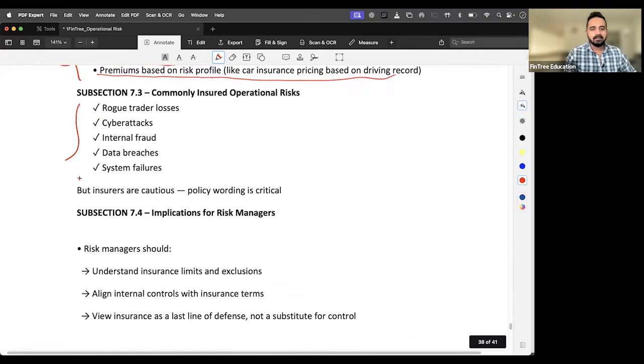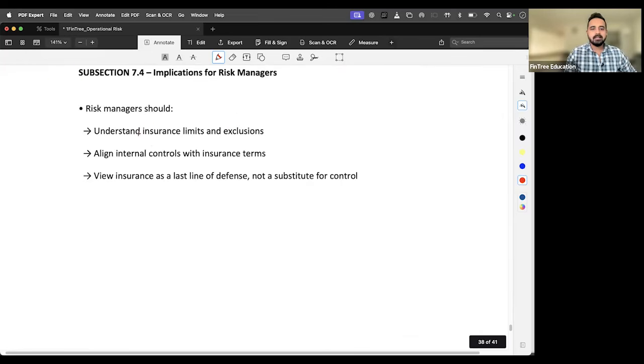What are the common risks? These are some of the risks which are generally bought through insurance or protected through insurance. A risk manager should understand insurance limits and internal controls along with the insurance terms, and view insurance as a line of last defense, not a substitute for control.